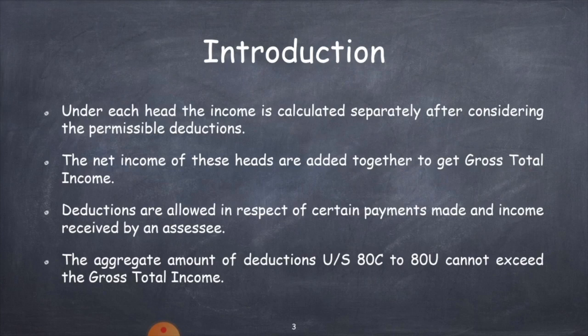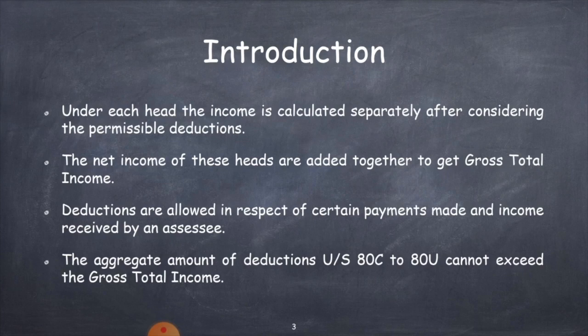So, in the last year, that is in second year of BCom, you already studied how to compute total income of an assessee under 5 heads, that is income from salary, income from house property, profits and gains from business or profession, capital gains and income from other sources. Under each head, the income is calculated separately after considering the permissible deduction. So, the net income of these heads are added together to get gross total income.